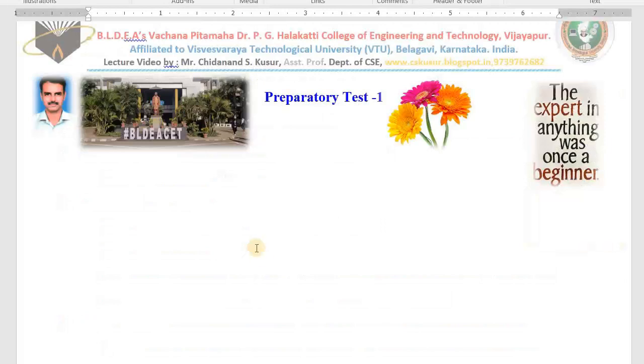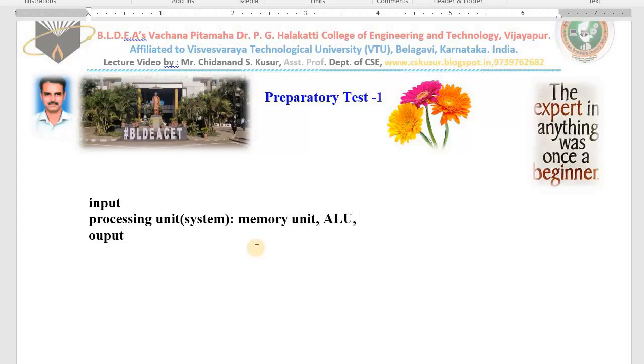As you learned already, you need to draw the input unit compulsory. You need to draw the processing unit or the system unit compulsory, and you need to draw the output unit also. Okay, and as you know already, the processing unit contains the memory unit, as well as it includes the arithmetical and logical unit, as well as it includes control unit.